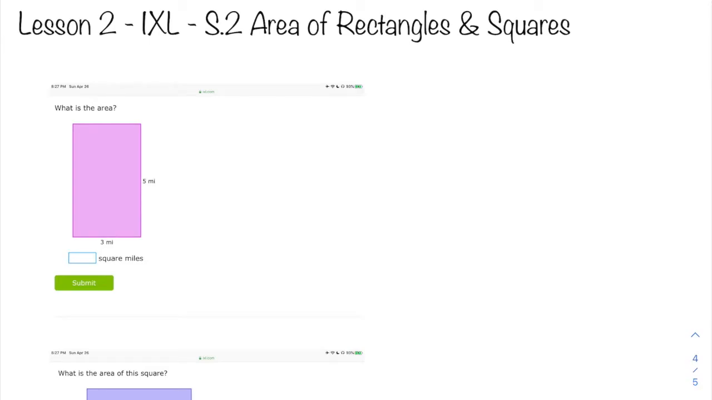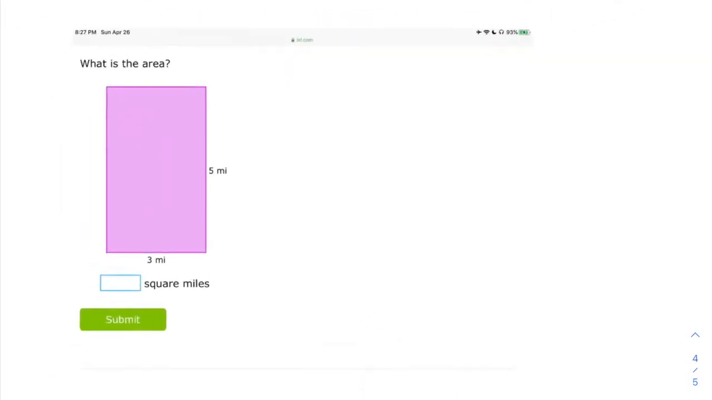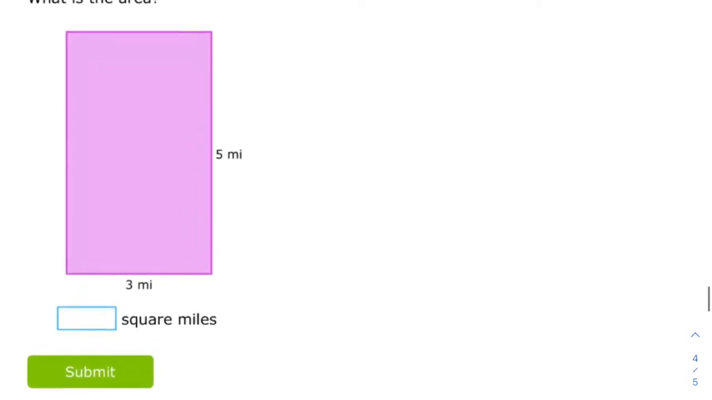Unit 11, Lesson 2 is IXL assignment S2, which is area of rectangles and squares. I think that you guys are going to do really well in this one too because you've done this before. So this is pretty much a quick review of the assignment that you've been assigned. So, what is the area of this rectangle?